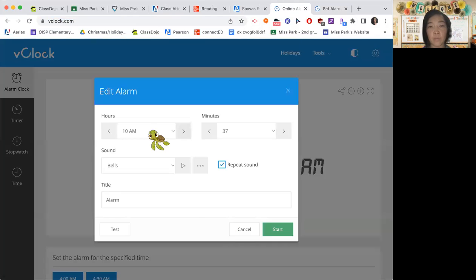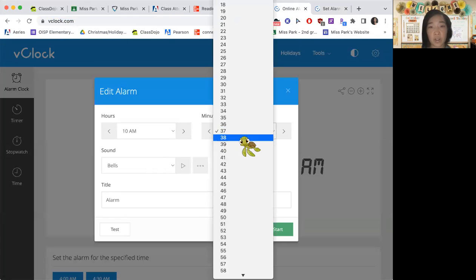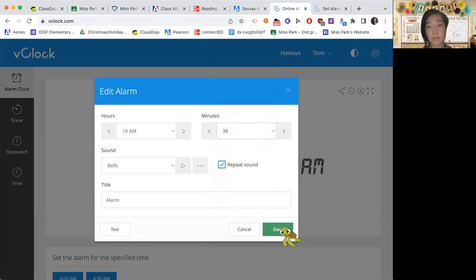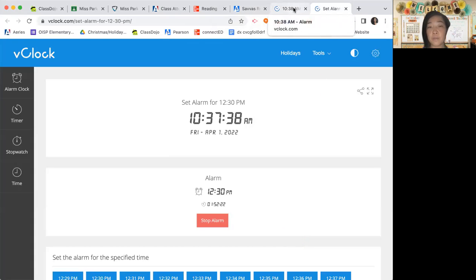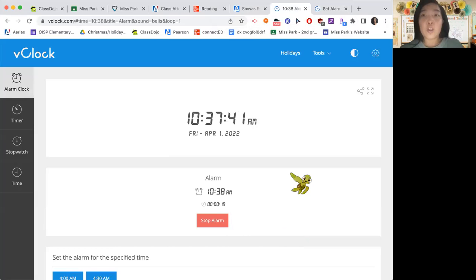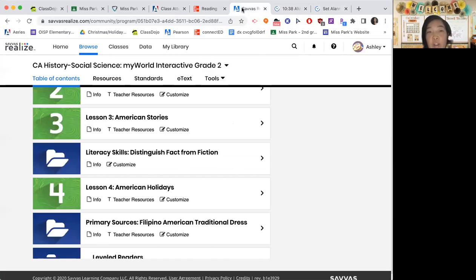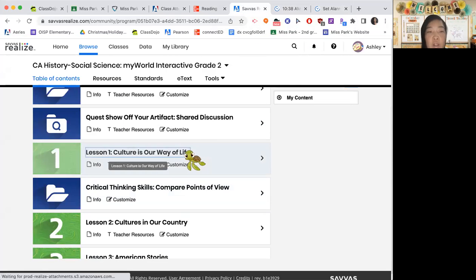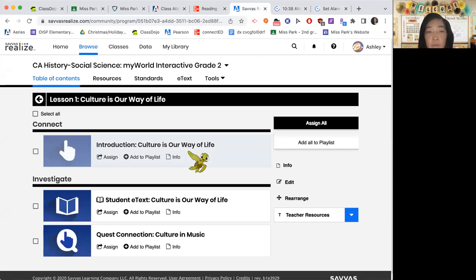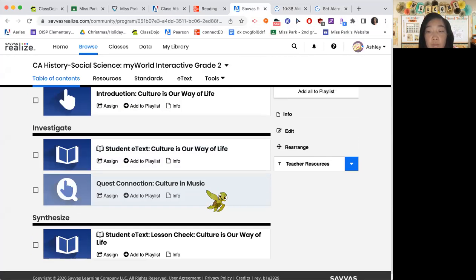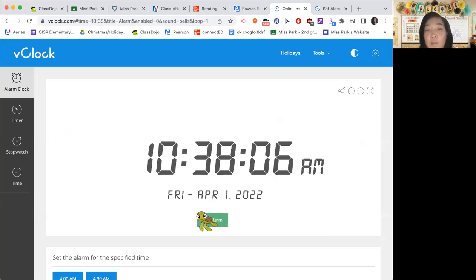I'm going to set an alarm. It's 10:37, so let's set it for 10:38 so you guys can hear it. I just set the alarm for 10:38. This one is going to ring because I'm just showing you what it's going to be like. You have to have it open like this, but you can go to a different screen. So I'm going to go to this screen to get ready for our lesson. Now I'm going to set the alarm for 12:30 p.m. Do you guys hear that? Yeah, I heard it. So that's what's going to happen.